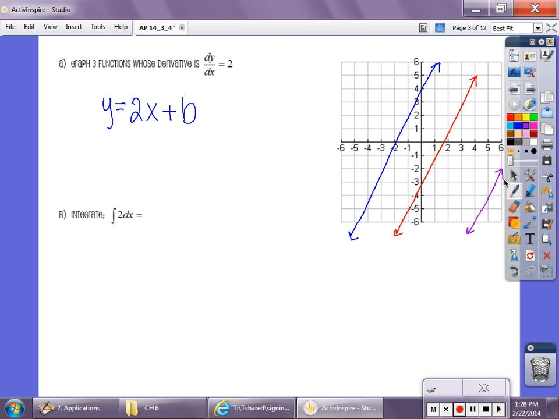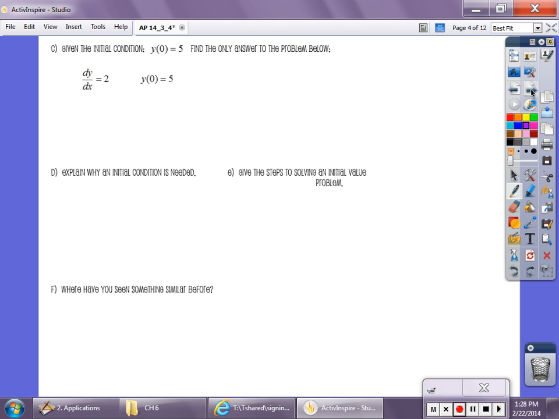So the second piece was just to integrate 2. So obviously the integration would be antiderivative and then plus c. And that plus c is what creates those 3 graphs. So that was a quick little warm-up. If you have any homework questions, Ms. Stedman, you can take those now. Otherwise, we can keep going. We're going to start on the lesson.